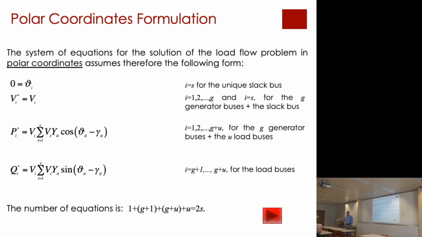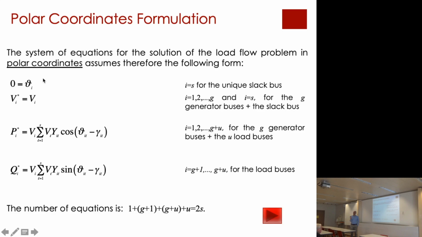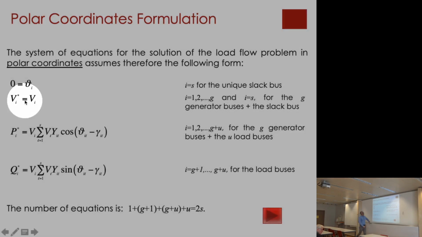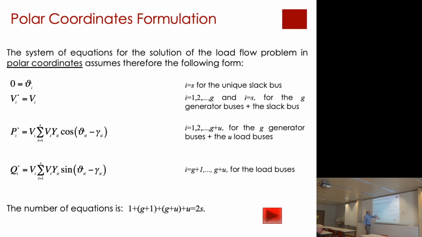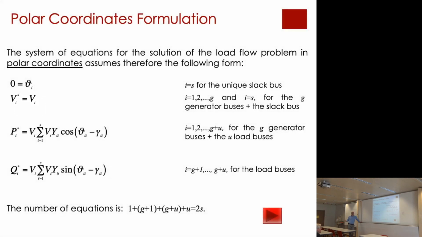So to sum up, the load flow problem in polar coordinates is very straightforward. For the slack bus, so for i equal to S, we have theta i equal to 0. Now I don't have a real and imaginary part of my variables. I have module and argument. These are my variables. So theta i equal to 0 is my slack bus, my reference. Then for the G generators and the slack bus, I just have an identity. I have the module Vi star that I fix in these nodes equal to Vi. It's very straightforward, this equality, right? So I say the generator voltage is equal to what I set.